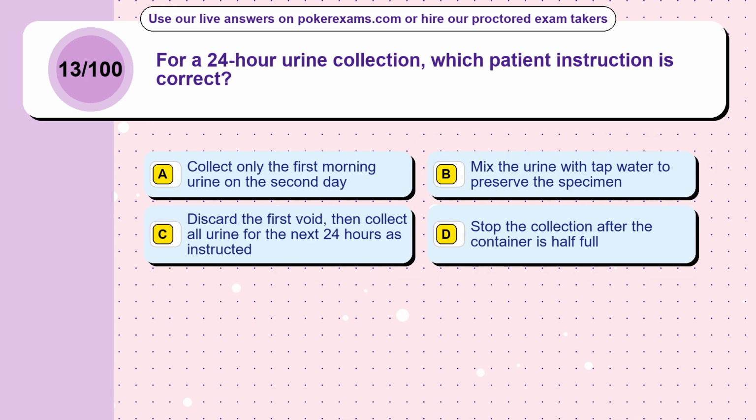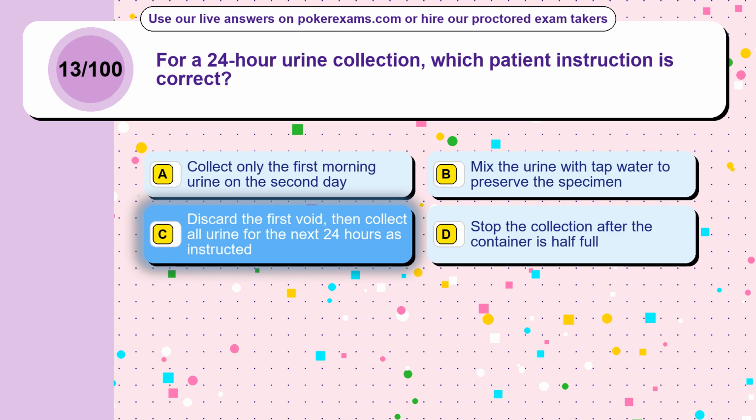Question 13. For a 24-hour urine collection, which patient instruction is correct? Option A, collect only the first morning urine on the second day. Option B, mix the urine with tap water to preserve the specimen. Option C, discard the first void, then collect all urine for the next 24 hours as instructed. Option D, stop the collection after the container is half full.